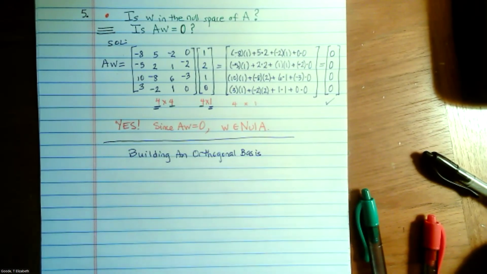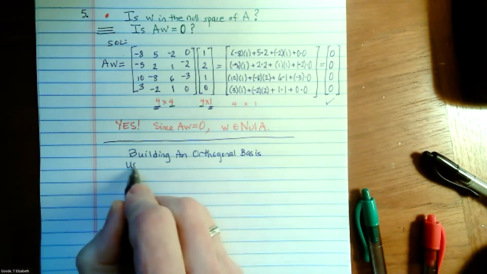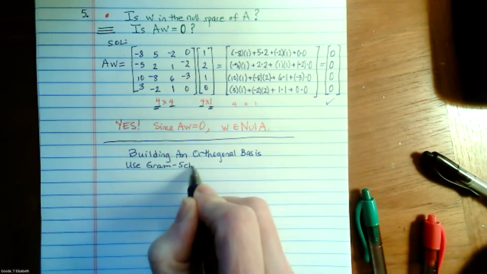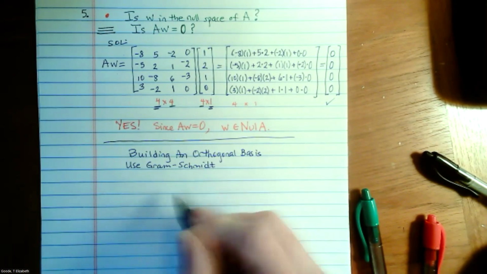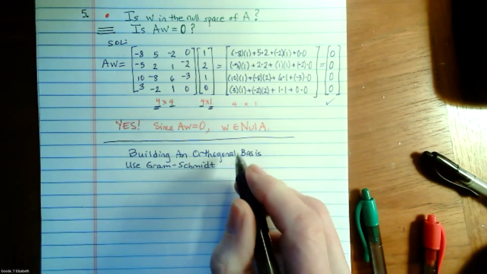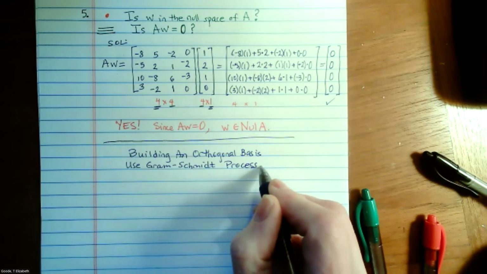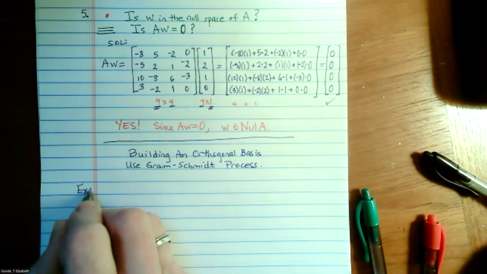Now, if there's only 2 vectors, then we only have to do the Gram-Schmidt process once. We're going to use the Gram-Schmidt process. We only have to do it once. It's a little more complicated if there's more than one vector, and we can do one of those too. All right. But here's an example.